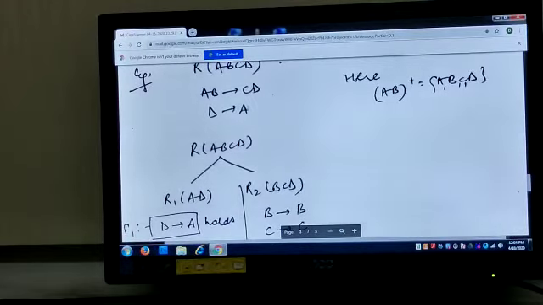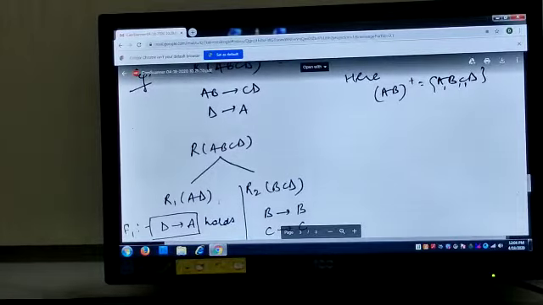So let's move to the second functional dependency, D to A. Can I have D to A there? Yes. D to A will hold in R1 because I am having both the attributes A and D in R1, right?